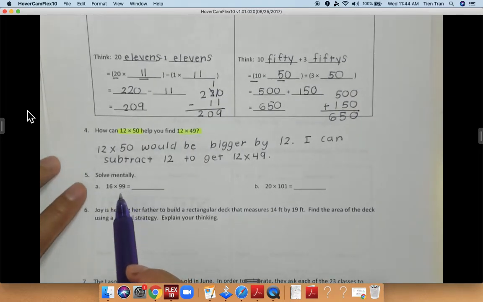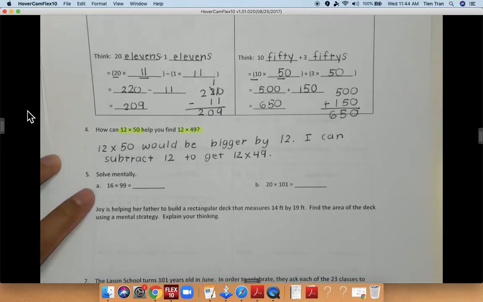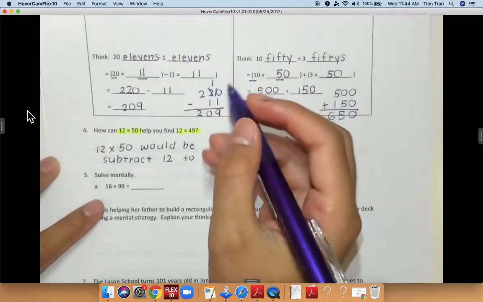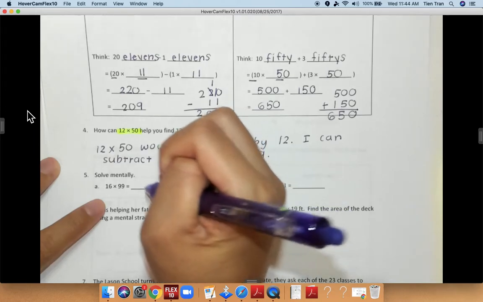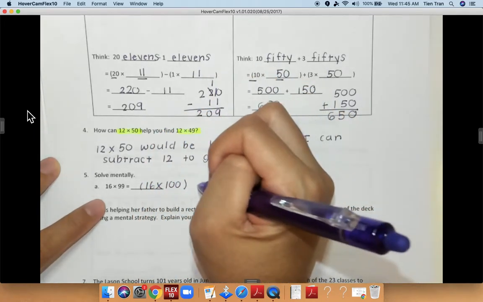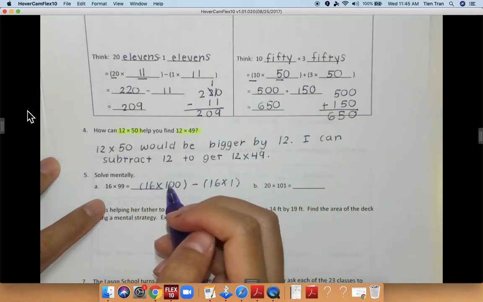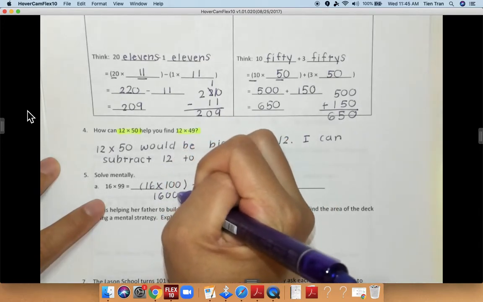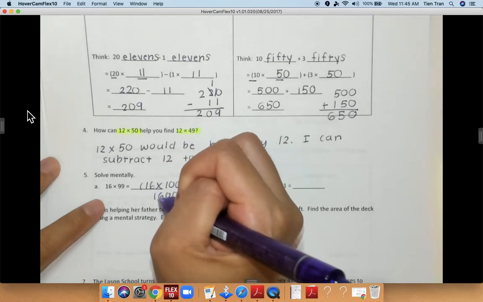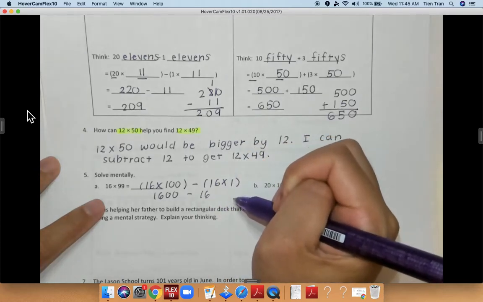Now, solve mentally. They want me to solve for problem A, 16 times 99. To solve this, what I'm going to do is what I did earlier here. So the first thing I'm going to do is multiply 16 times 100. Okay, and then I'm subtracting that from 16 times 1. I know that 16 times 100 is going to give me 1,600 because 16 times 1 is equal to 16. Add my 2 zeros at the end. And then 16 times 1 is equal to 16.